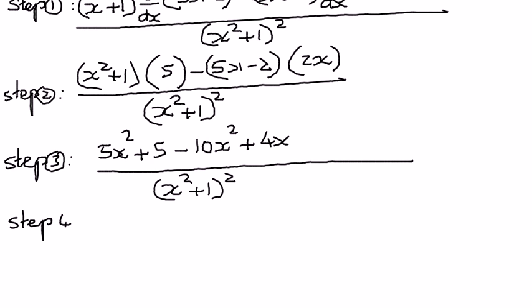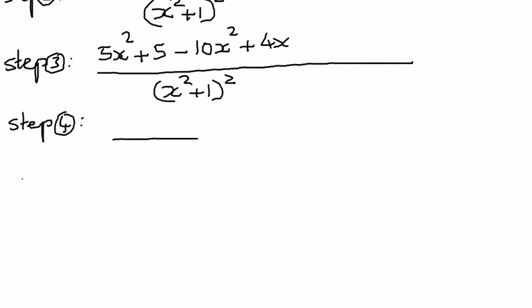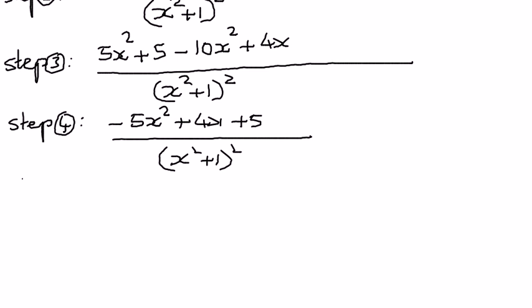So now we are ready to simplify some more, and then in step number 4 we're going to collect the like terms, and the way to do that is as follows. 5x to the power of 2 minus 10x to the power of 2 is minus 5x to the power of 2, and then we have a positive 4x, and then we have a positive 5, this whole thing divided by x squared plus 1, this whole thing raised to the power of 2.